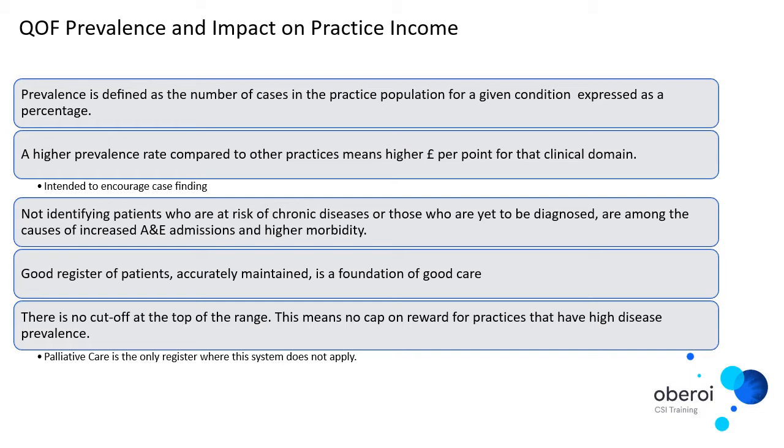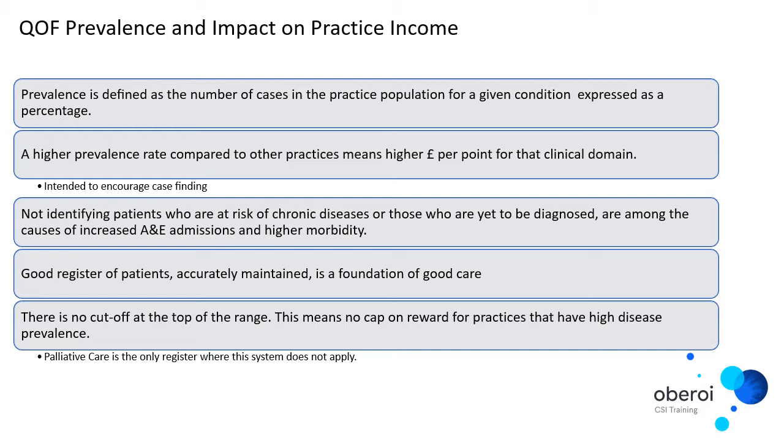QOF prevalence and the impact of that on practice income. It's very important to understand this bit. Prevalence is defined as the number of cases in the practice population for a given condition expressed as a percentage, and a higher prevalence rate compared to other practices means they get a higher pounds per point for that clinical domain. But there are more calculations involved.